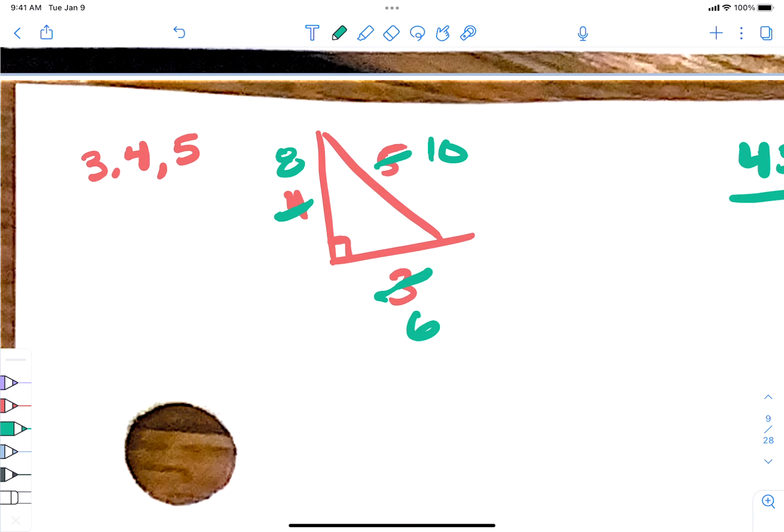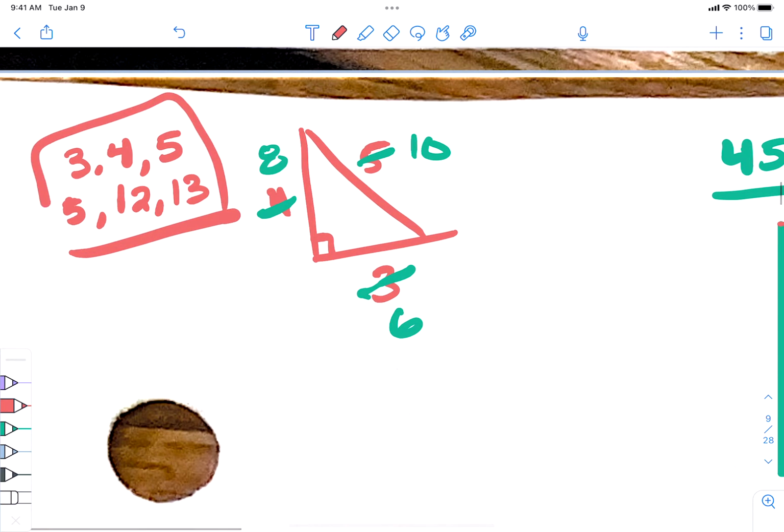What's the other one that I told you that you should have memorized? There's one with the 12. 5, 12, 13. Those are the two that you should have memorized because they show up on the ACT a lot. 9, 40, 41 is one that shows up sometimes, but you won't see it very often.